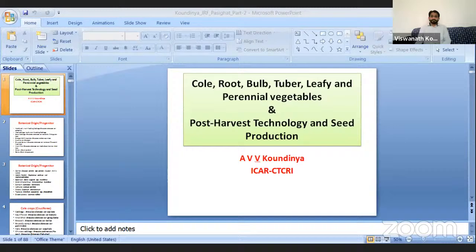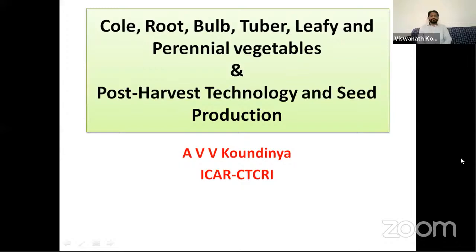So, dear students, good morning. Last time we have seen some major vegetables. Most of them are warm season vegetables, leguminous, foliaceous, cucurbitaceous vegetables, except potato. Potato is a temperate vegetable. The remaining group of vegetables we will see today. Today I will be covering whole crops, root crops, bulb, tuber, leafy and perennial vegetables, and we also see some important points of post-harvest technology and seed production of vegetable crops.